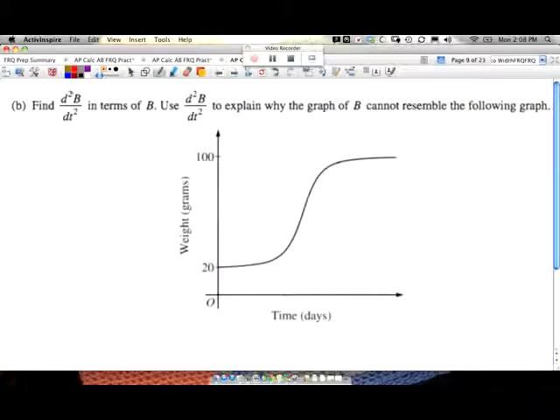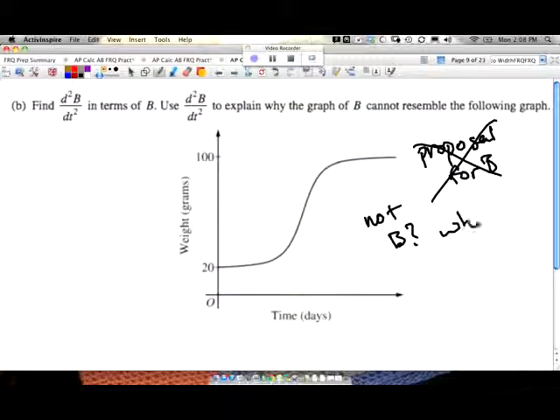Okay, find d squared b over dt squared in terms of b. Use d squared b over dt squared to explain why the graph of b cannot resemble this. So this is a proposal for b, but it's wrong. It's not b. And the question is why?